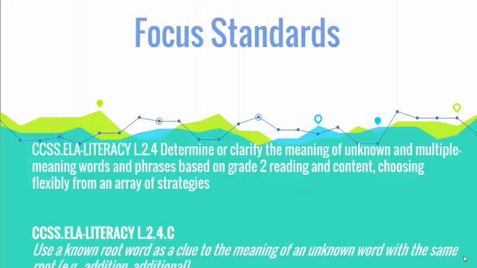This module focuses on determining or clarifying the meaning of unknown and multiple meaning words and phrases based on second grade content, with a specific focus on using a known root word as a clue to the meaning of an unknown word with the same root. In second grade, students are expected to use affixes and root words to determine the meaning of larger words. This lesson is one example of how you can practice this skill with your students.